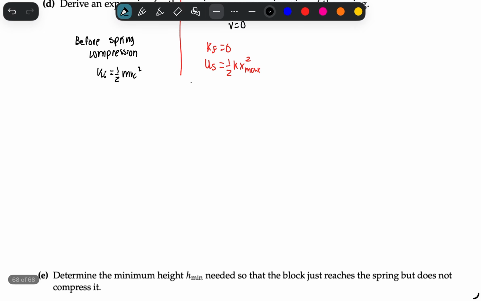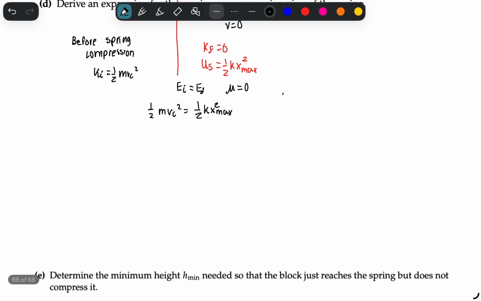So we have conservation of energy because we have a frictionless section. So we have these equal to each other: 1/2 k times x max squared. Then you can just substitute in. We know that VC squared is 2g times (h minus mu k times L). So you take this and substitute it in right there. You have 1/2 m times 2g (h minus mu k times L), and that's equal to 1/2 k x max squared.